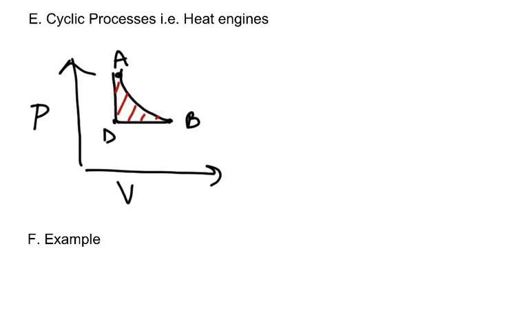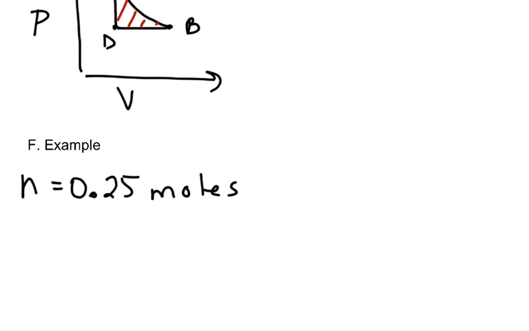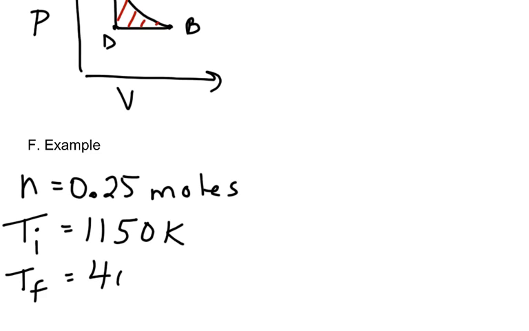Okay, let's do an example. So we have some sort of fixed mass of 0.25 moles. We have an initial temperature of 1,150 Kelvin. It goes to a final temperature of 400 Kelvin, so we've lost some heat. Or something else has changed. Why don't we go ahead and say that we haven't lost any heat? Let's say we have an adiabatic situation, because it was a rapid situation, so that we have a Q value of 0.